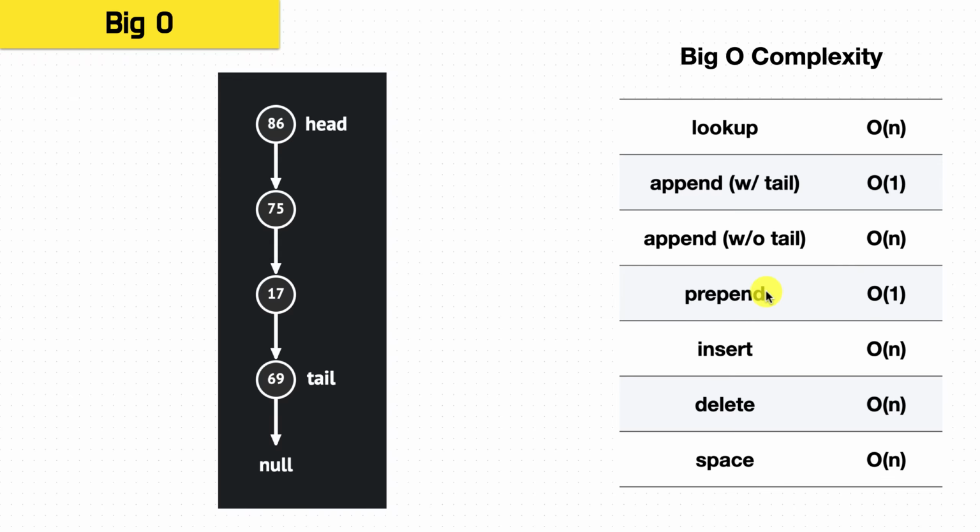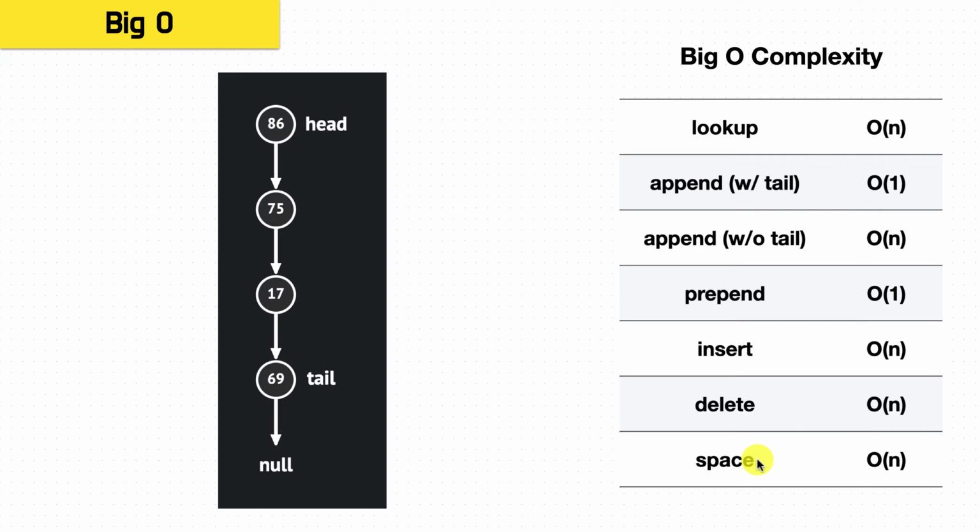It's constant time to prepend a node because all we have to do is add this node in front of the current head, so we're only updating one pointer. To insert an item, it's going to take O of n linear time because we have to walk from the beginning to the spot that we want to add the item. To delete an item, it's going to be the same. We have to walk from the beginning and find the item that we want to delete. And finally, it's going to take O of n linear space because we must store n nodes.